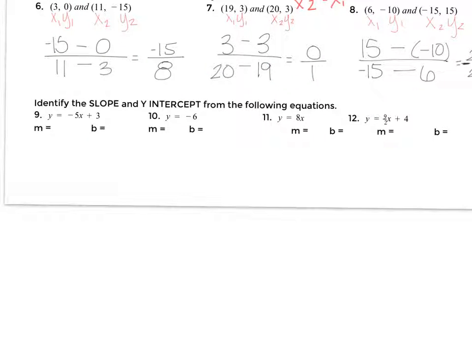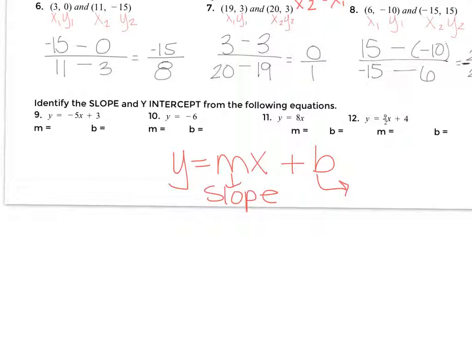Next set of directions. Here we go. Identify the slope and y-intercept from the following equations. Remember, what you have going on is y equals mx plus b. You should be writing this down. M is your slope. B is where your line crosses the y-axis, otherwise known as your y-intercept.